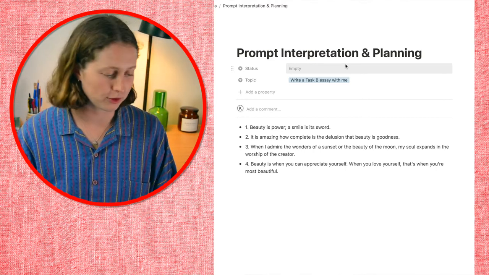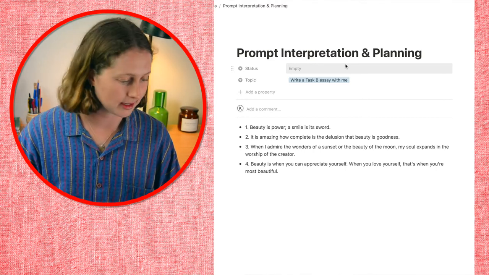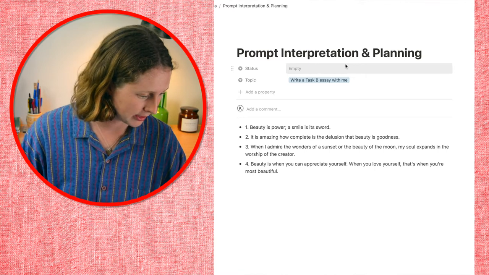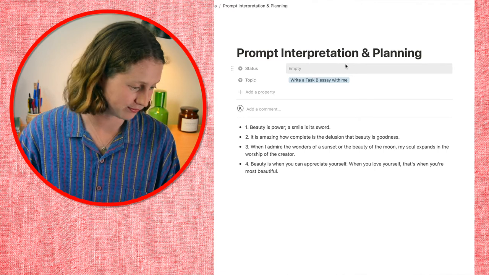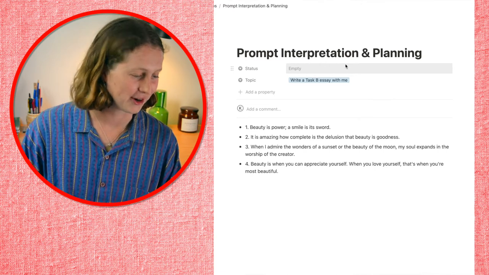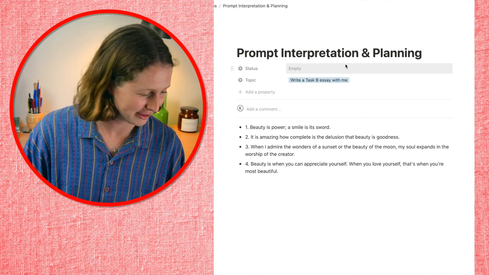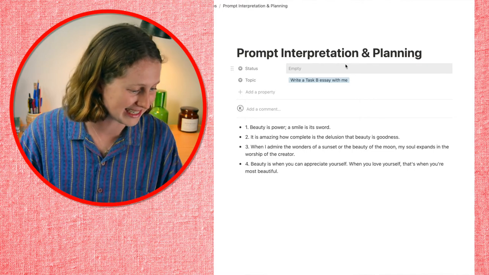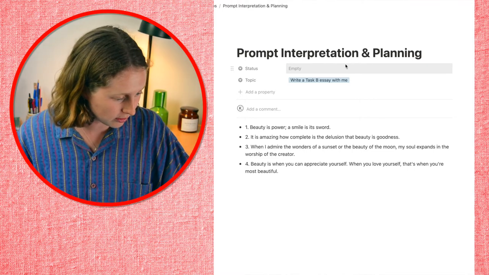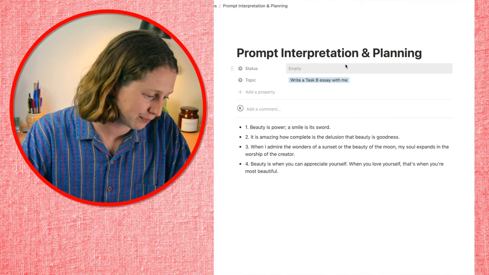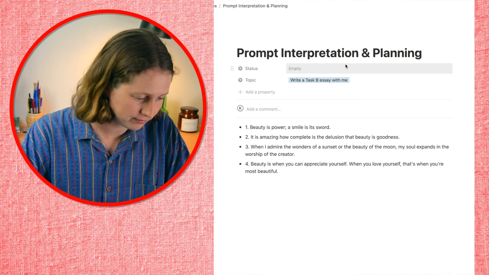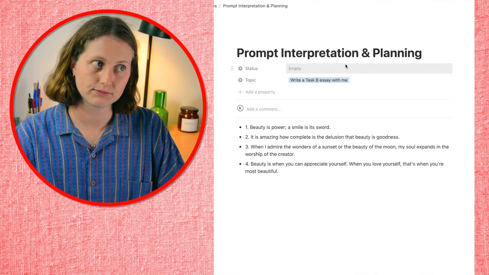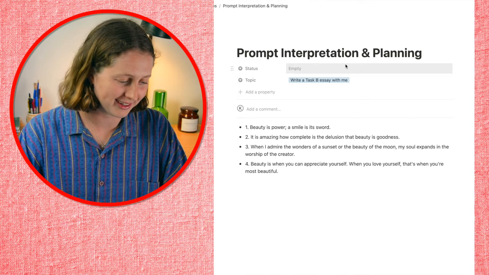Okay, so the first one we've got, and I'll just read through them like I did in the last one. We've got beauty is power, a smile is its sword. That's cute. I already like Task B so much better, as per usual. Number two, it is amazing how complete it is the delusion that beauty is goodness. Okay. Yeah, I can vibe with that.